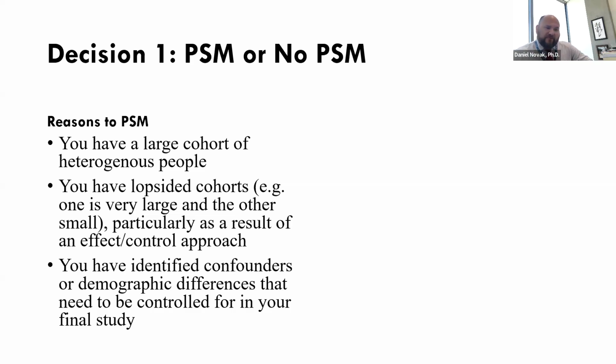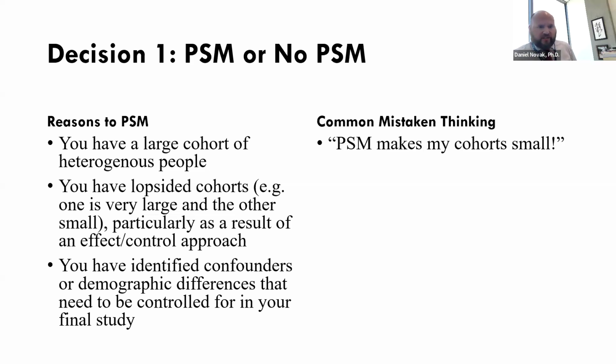And you might also have identified confounders or demographic differences that need to be controlled for in your study. Please review the differences between mediators and confounders in your study and in session 3. That will help you understand whether and how to use propensity score matching optimally. But I do want to correct some common mistaken thinking. I hear this stinking thinking from students and faculty all the time, and I want to just dispel this.